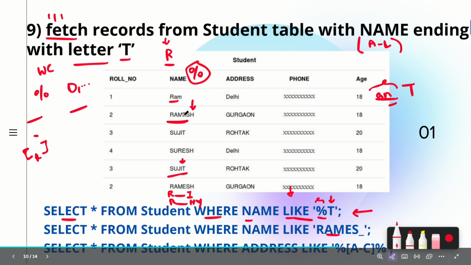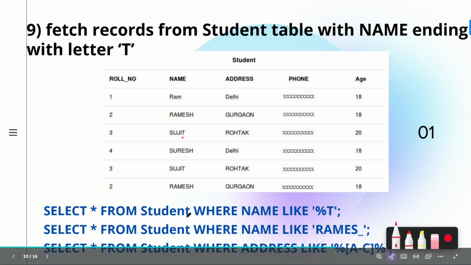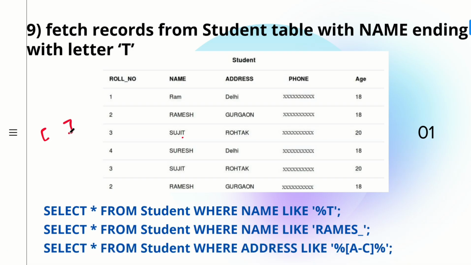So only one character has got matched. Now I've cleared everything on this screen. Since we have discussed the second query, we will see the third query, that is select star from student where address like percentage, and then the thing which we discussed previously was this one, right?